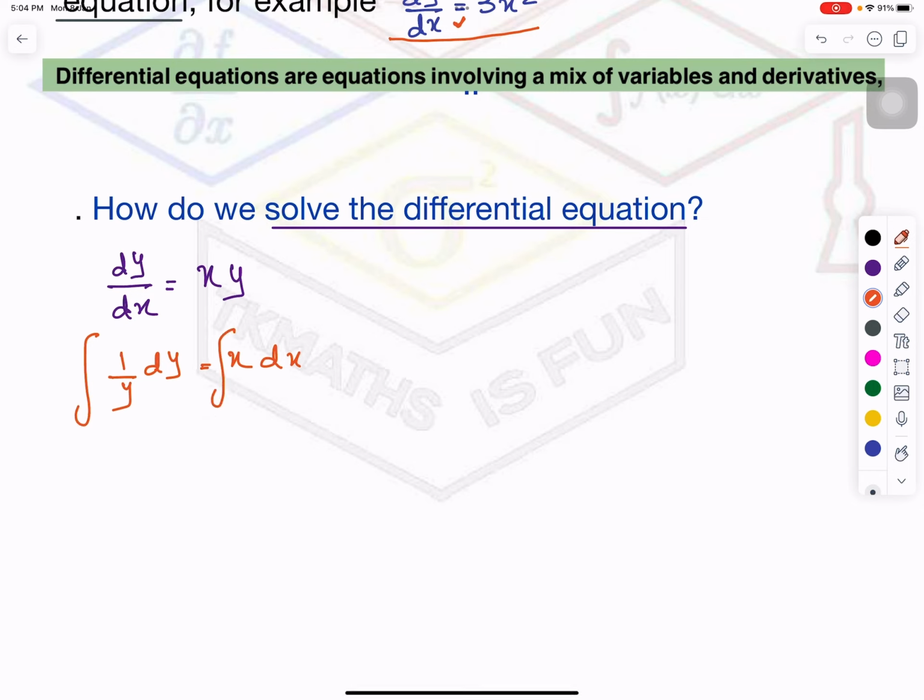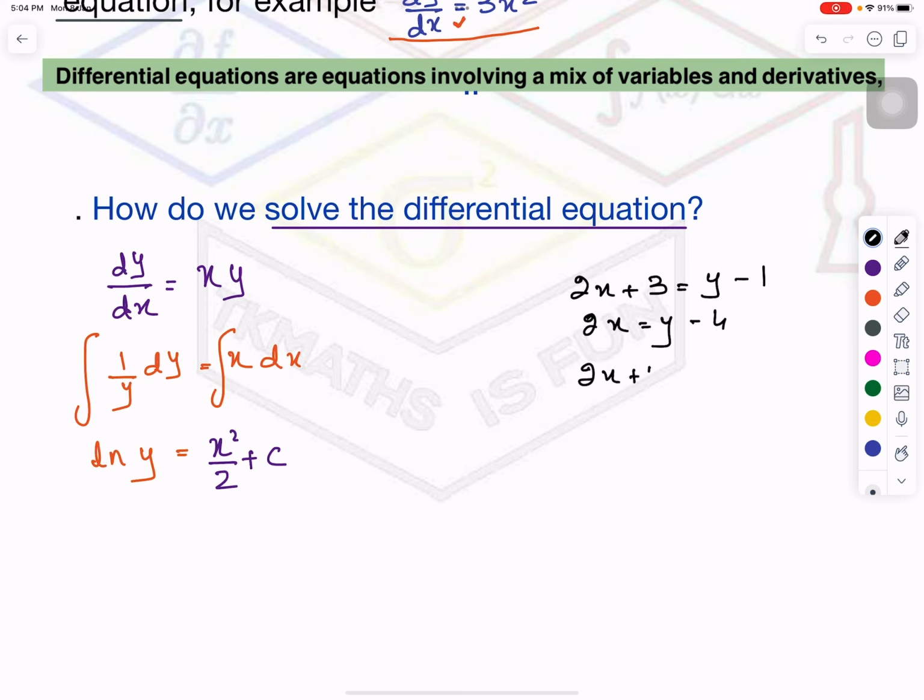Now the integral of 1 over y dy we know is ln y, and the integral of x is x square over 2 plus c. Now somebody must be thinking why I'm not writing plus c here also, or any other constant here. Yes, you can, but generally we write the constant once in the equation. Have you seen any equation written like this? No, constants are mostly written together. Either you take it here or you take it here.